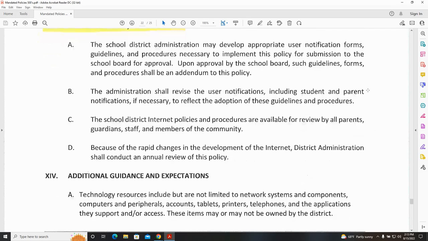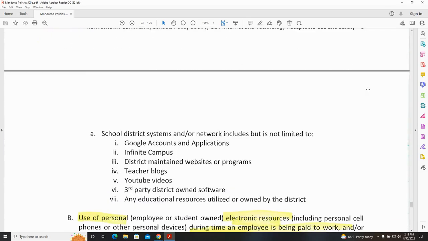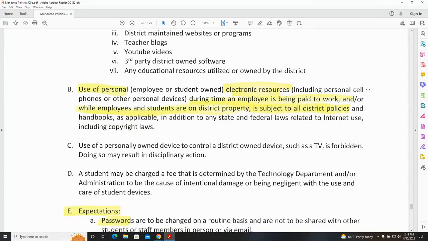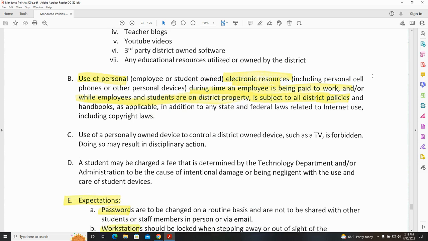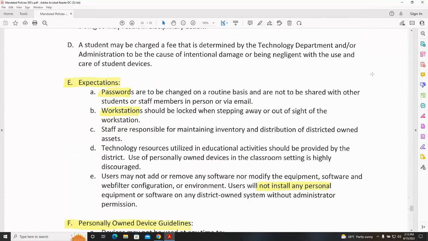And then moving on to the implementation, the policy review. Again, we review this policy each year. And use of personal and electronic resources during the time an employee is being paid at school and/or while employees and students are on district property is all subject to district policies. There are no exceptions on that.